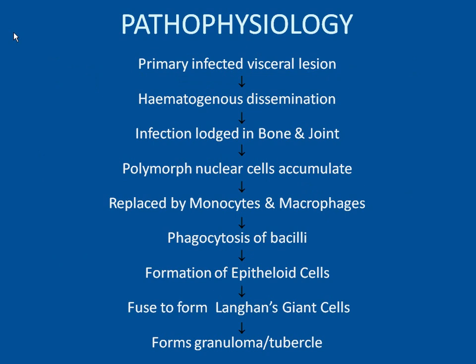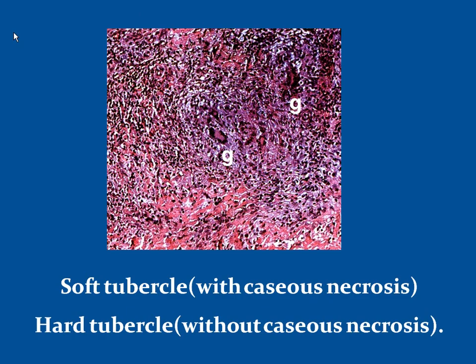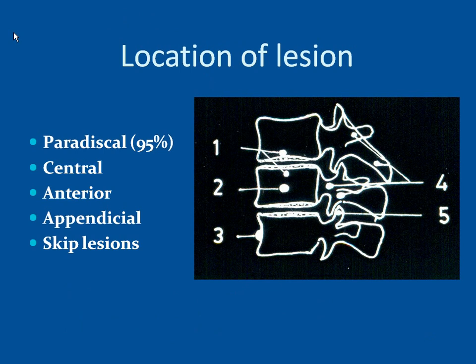and then infection gets lodged in bone, which is always secondary. And these basic cells, polymorphs, get accumulated and later replaced by monocytes and macrophages, and there is phagocytosis of the bacilli. And there is a formation of epithelioid cells, which again fuse to form Langerhans cells, or forms a granuloma or a tubercle. So there could be a soft tubercle with a caseous necrosis, or there could be a hard tubercle without caseous necrosis. And basically, in most of the bacteria, they settle down in a paradiscal region.